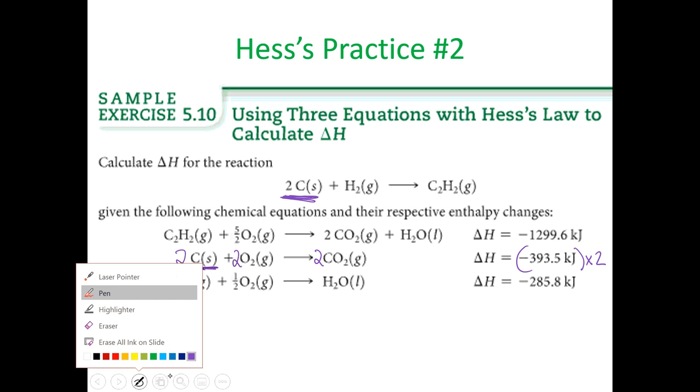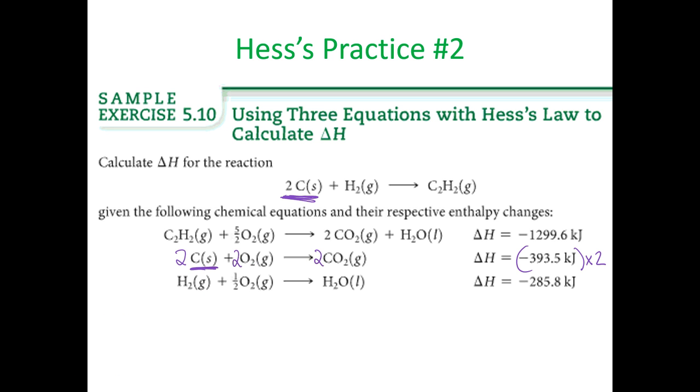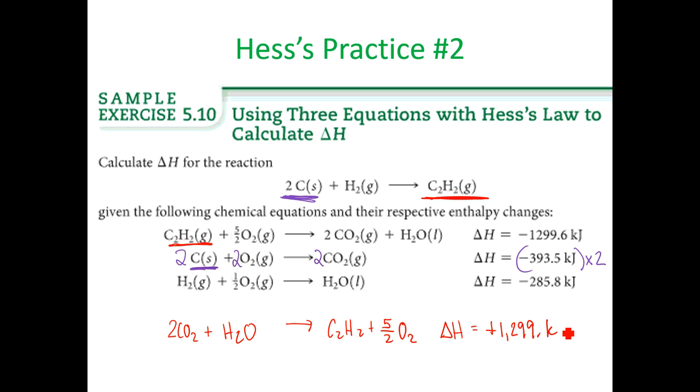All right. Now let's focus on something else. How about the C2H2? Okay, so this reaction contains C2H2, but it's on the wrong side. So I want to flip this reaction around. So I'm going to reverse it, so my products become reactants. So now it's 2CO2 and H2O become C2H2 and 5 halves O2. And when I flip that reaction around, it is going to change the sign. So it becomes positive 1299.